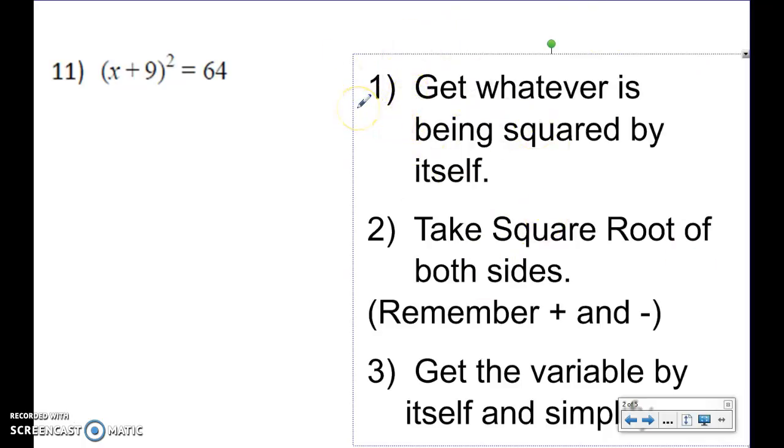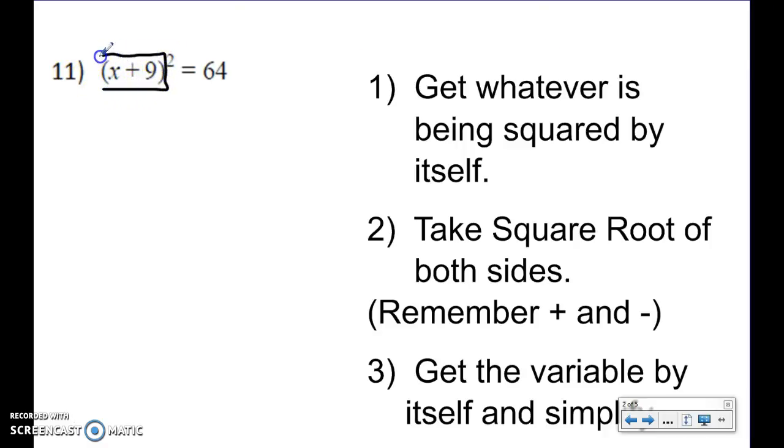So step 1, our goal is to get whatever's being squared by itself. You can see that this whole thing is being squared, so I don't have to do anything with that. So that step is complete. Now what I'm going to do is take the square root of both sides. So I'm going to take the square root of x plus 9 squared and the square root of 64. Remember, square cancels out square root, so I get x plus 9.